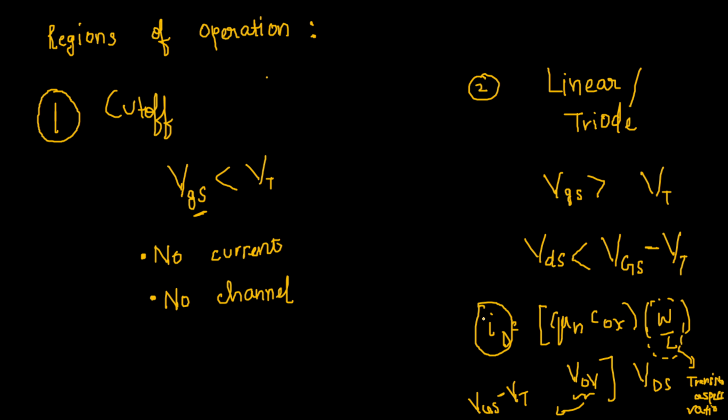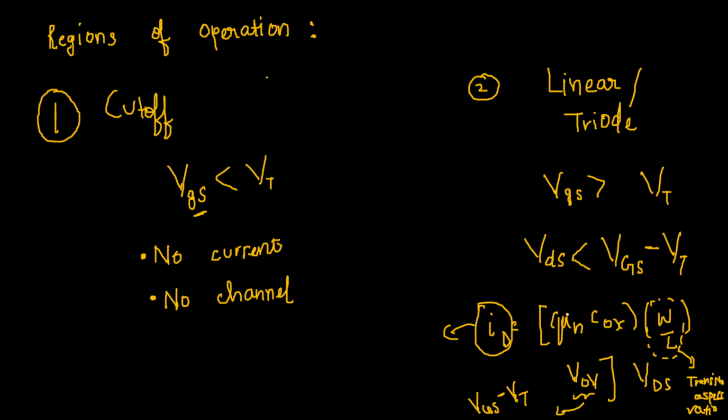Though I've written the formula for ID here, it's not very significant to most of the questions because most of them come from the saturation region where the drift current is significantly different. But this is just the formula in case they ask something related to the linear or triode region.